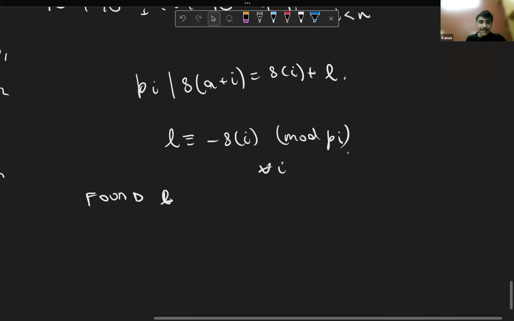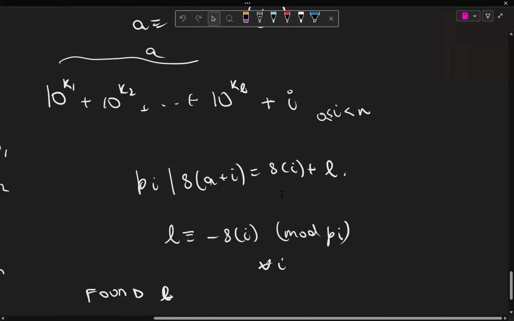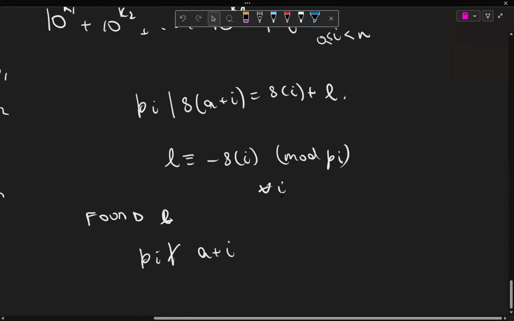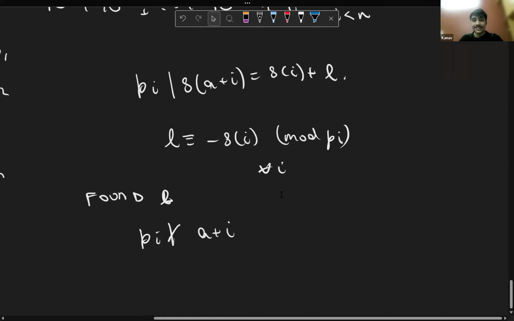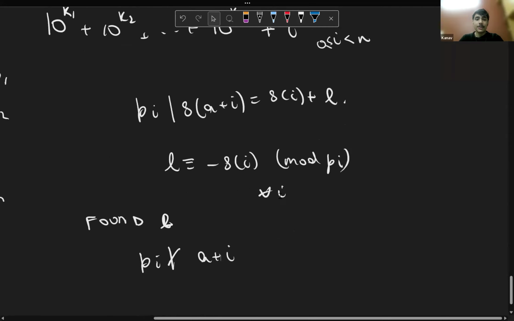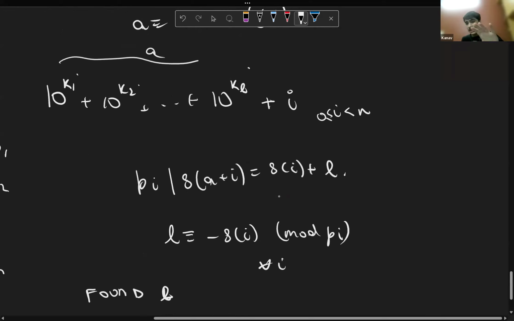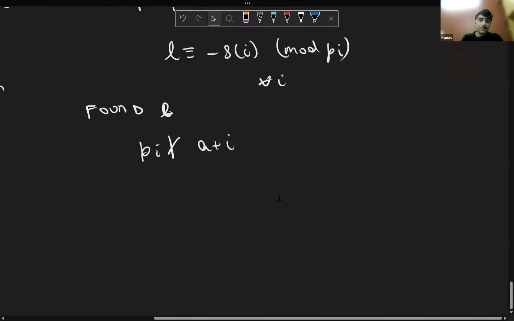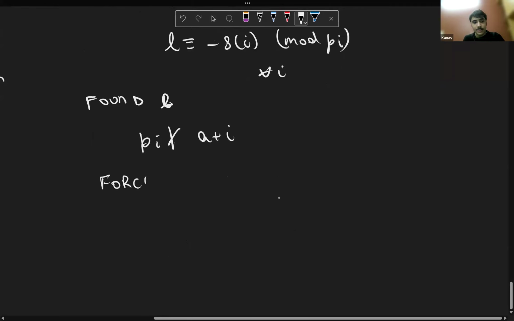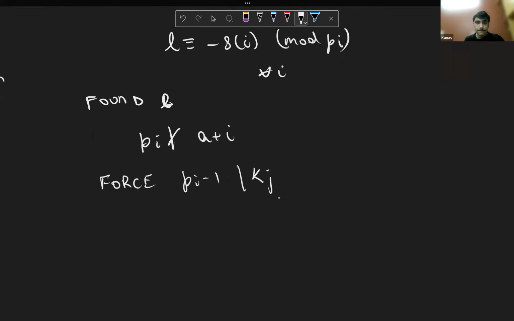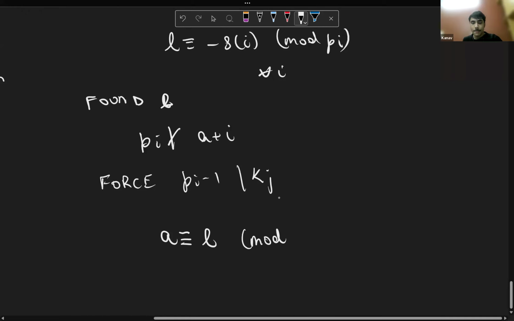Now what we need to ensure is Pi does not divide A plus i. How do we ensure this? We can force the Ki to be divisible by Pi minus 1. A depends on these Ki. You can choose Pi to not be 2 or 5, so you can force more with CRT: Pi minus 1 divides each of the Kj. You can do this. So now A is just congruent to L mod Pi.